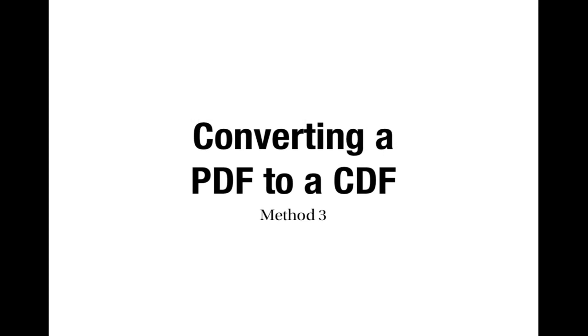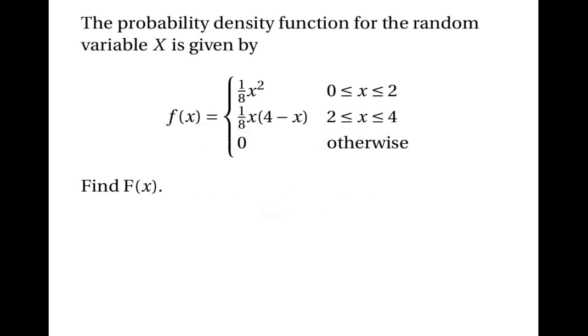Let's move on to the third method. The third method for converting a probability density function into a cumulative distribution function can be a little harder to understand in the first place, but may be quicker to use in the long run. Let's look at the same question as we just did, but use this new method to find out the answer. This time, instead of using definite integration, we're going to use indefinite integration.